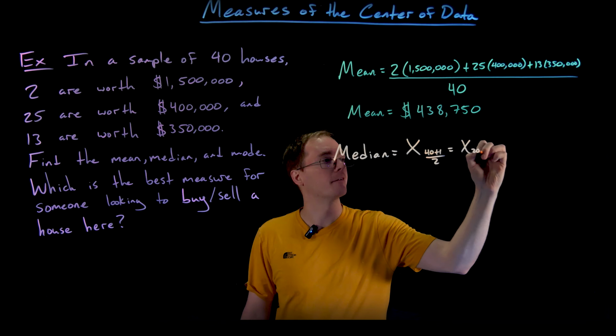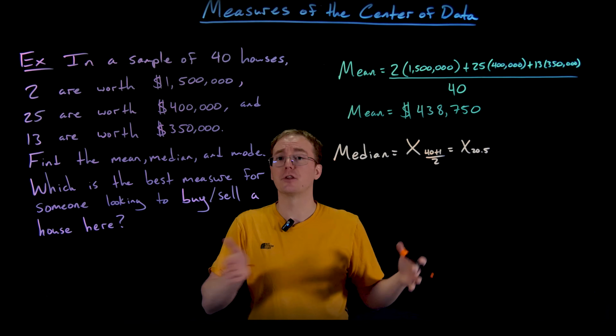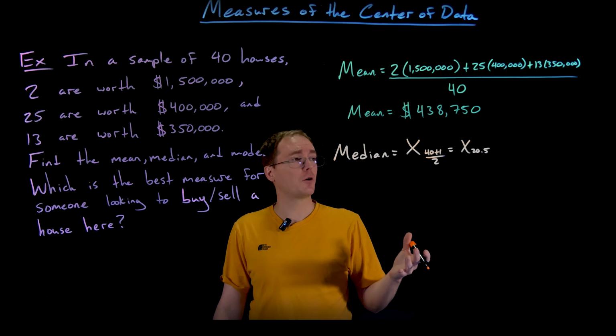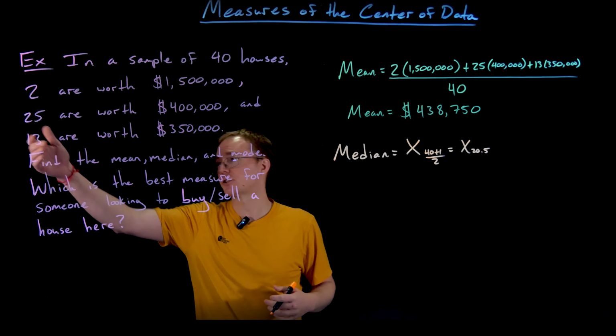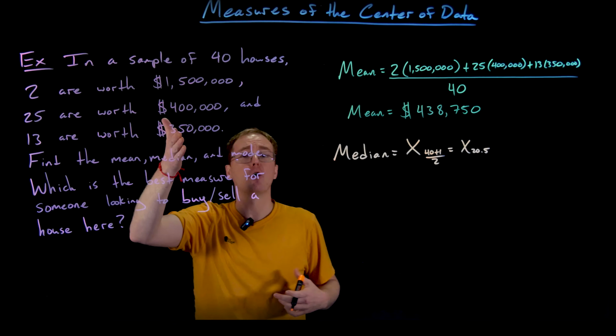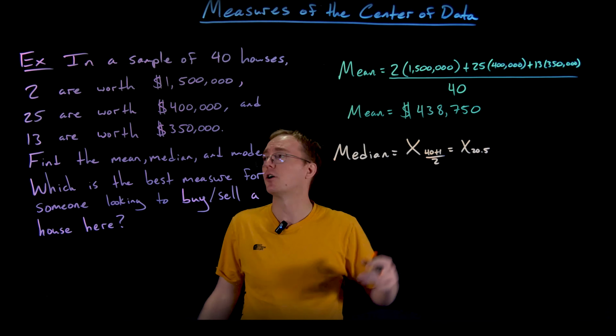That should be 20.5. And so if we ordered all these homes from the least valuable to the most valuable, then in that list, we want to find the 20th and the 21st and find the average between those two home values. But if we're starting from the bottom and working our way up, after 13 homes, we get through all the homes priced at 350,000. That'd leave about 7.5 more homes to go.